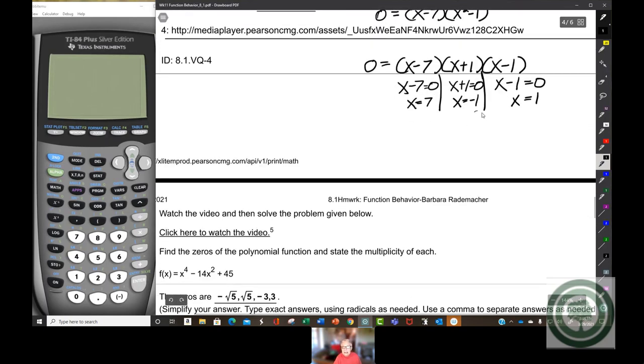The zeros make the x-intercepts when the zeros are real numbers, that is, numbers in the real number system. So this 0 will make the x-intercept 7, 0. And this 0 will make the x-intercept negative 1, 0. And this 0 will make the x-intercept 1, 0. Not to forget that.